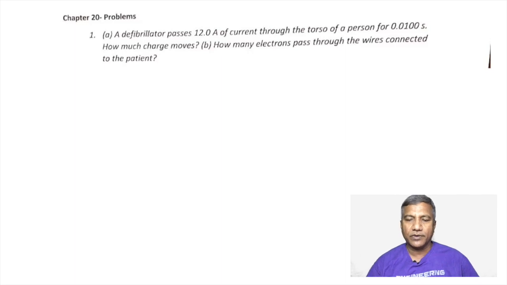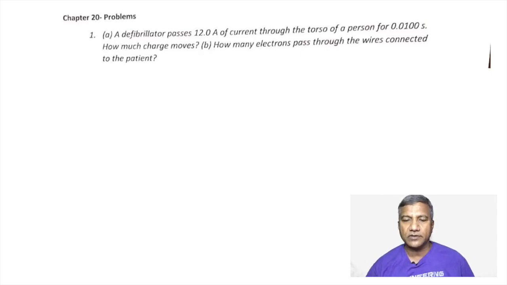Problem set on chapter 20, current, electricity and Ohm's law. The first problem talks about a defibrillator that passes 12 ampere of current through a person for 0.0100 seconds. How much charge moves and how many electrons pass through the wires connected to the patient?